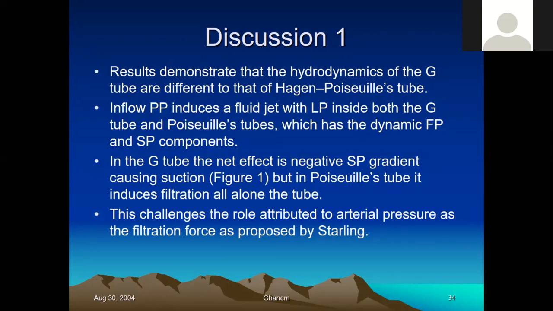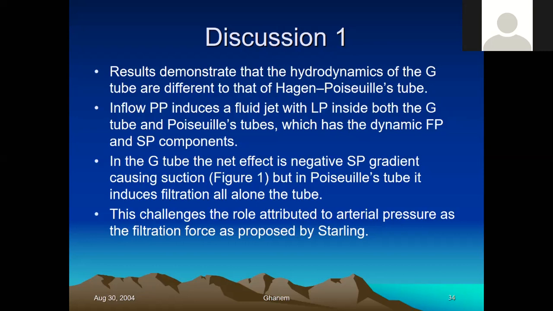In the G-tube, the net effect is negative side pressure gradient, causing suction as shown in figure 1, but in Poiseuille's tube, it induces filtration all along the tube. This challenges the role attributed to arterial pressure as filtration force as proposed by Starling.